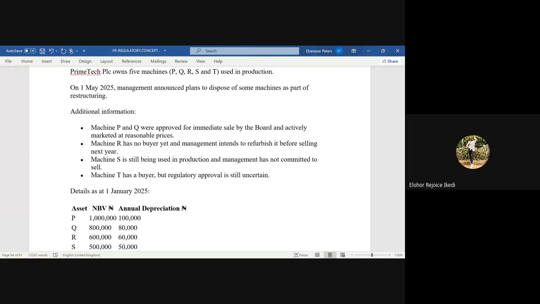Because immediate use of that asset will stop, and management have agreed to sell it, and also the price is reasonable, and they're actively marketing the product. Thank you. So it has met the IFRS 5 conditions. So P and Q can go, because it has met the conditions. You state the conditions. It's as simple as that.